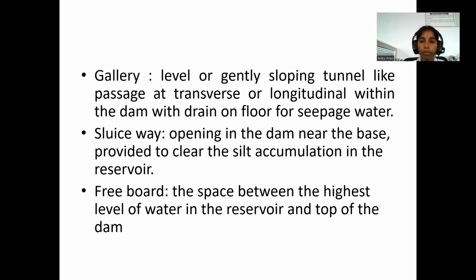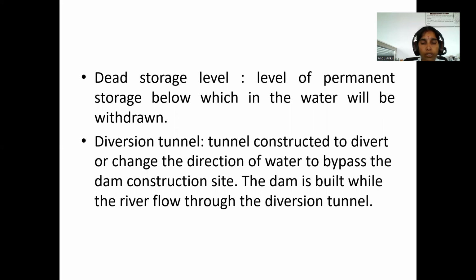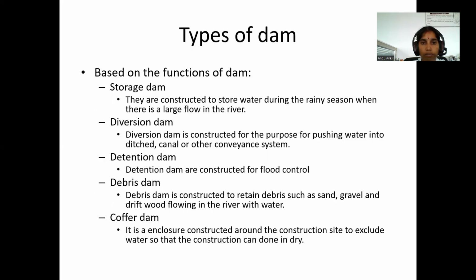Sluice way: opening in the dam near the base provided to clear the silt accumulation in the reservoir. Freeboard: the space between the highest level of water in the reservoir and the top of the dam. Dead storage level: level of permanent storage below which the water will not be withdrawn. Diversion tunnel: tunnel constructed to divert or change the direction of water to bypass the dam construction site. The dam is built while the river flows through the diversion tunnel.